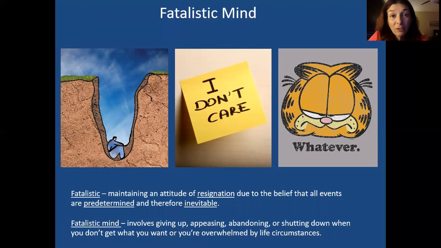All right, so how does radically open DBT define fatalistic mind? They say it involves giving up, appeasing, abandoning, or shutting down when you don't get what you want or you're overwhelmed by life circumstances. So there's that overwhelm. Sometimes we get to that point when we feel not just threatened, but so threatened like there's nothing we could do. So that's like that shutdown response.